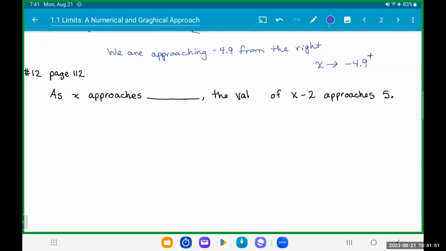Okay, so for this problem, we want to think of this as x minus 2 equals 5. So when I add 2 to both sides, I get that x is equal to 7. So this would say as x approaches 7, the value of x minus 2 approaches 5.